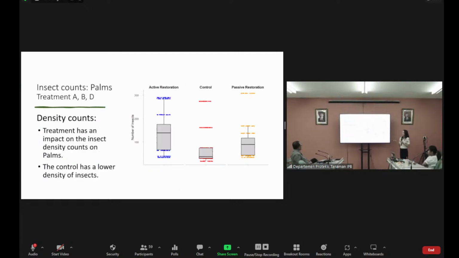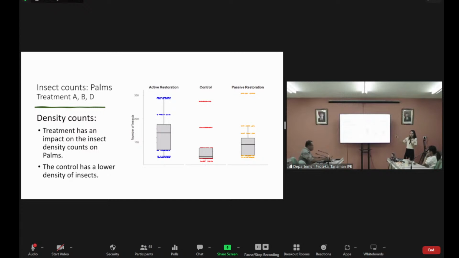Interestingly, though, when we looked at the difference of palms between the treatments, so A, B, and D, there was a statistical difference in the density counts that we were seeing. So when we look at the control plot with just oil palm, we saw that there was a lower density of insects that were being seen.